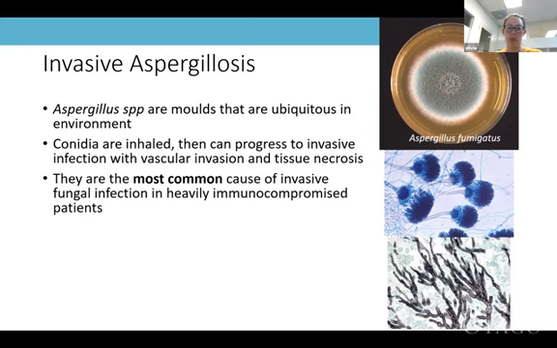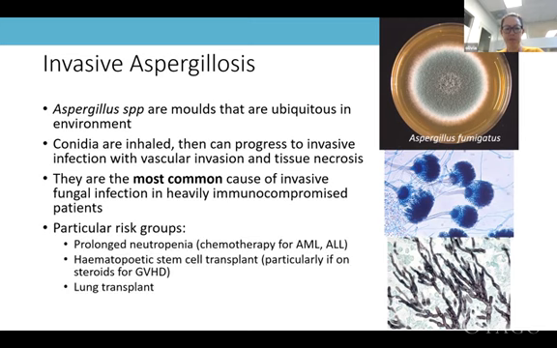And they are the most common cause of invasive fungal infection in heavily immunocompromised patients. And for the particular people who are at risk: prolonged neutropenia, so people who are on chemotherapy for AML or ALL often will be neutropenic for 24 to 30 days. So once you get much more than about 10 days of neutropenia, then you are at risk of these types of infections.